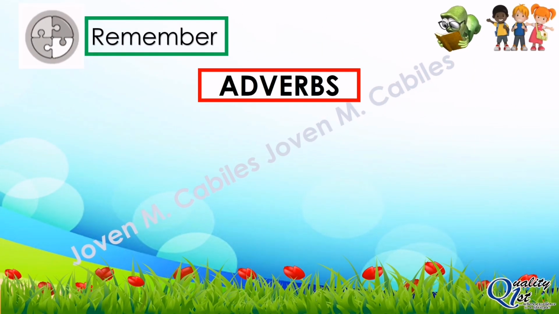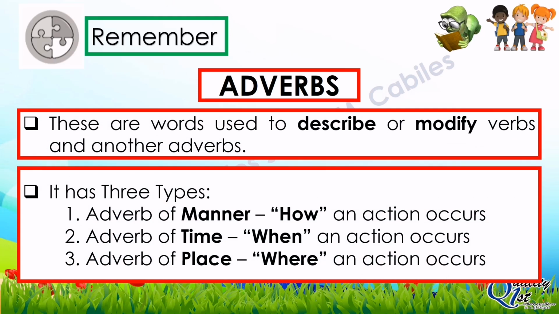Remember kids, when we say adverbs, these are words used to describe or modify verbs and another adverbs. It has three types. Number 1, adverb of manner. Number 2, adverb of time. And number 3, adverb of place. Adverb of manner answers the question how. Adverb of time answers the question when. And adverb of place answers the question where.